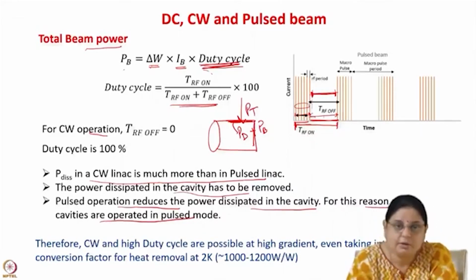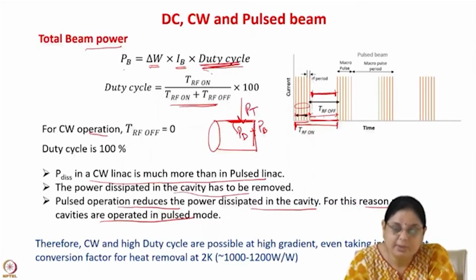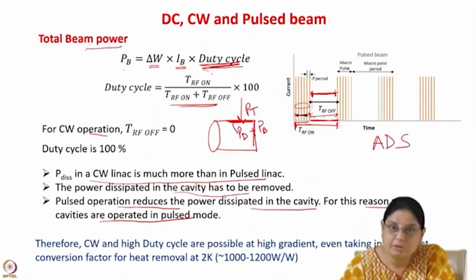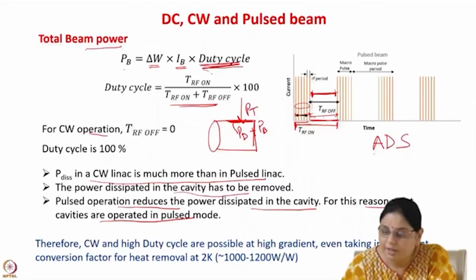So for this reason, most of the cavities are operated in pulsed mode. In fact, not many accelerators are operated in CW mode, because for most applications, a pulsed accelerator is okay. Only for very specific applications, for example the accelerator driven subcritical system, which we saw in the first lecture on linear accelerators. There, one of the requirements was that it should be a CW accelerator. So that is one of the biggest challenges in building this type of accelerator.